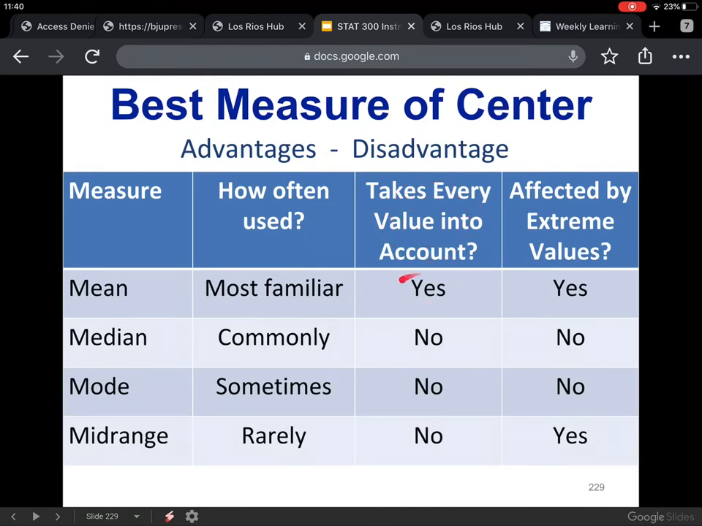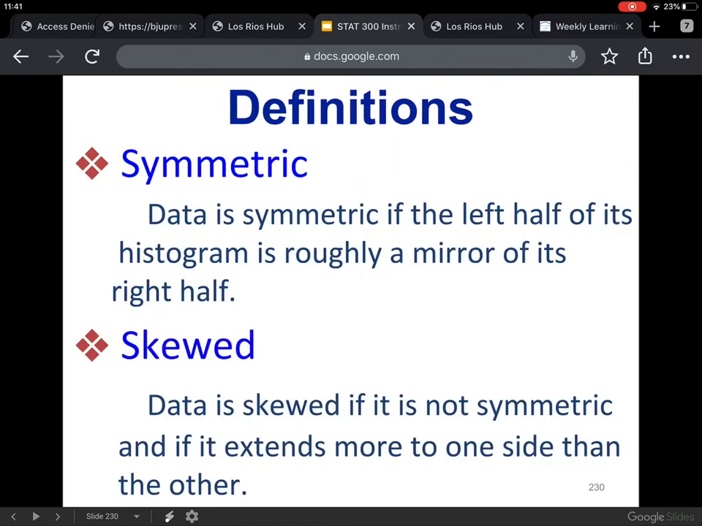Next question, does it take every value in the data set into account? The only one that does is the average, the mean. The other ones, the median does not take into account all of the other data points. It's just one value. The mode only takes into account one, and mid-range takes into account two values, the maximum and the minimum, but it doesn't take into account all of the values, right? Which ones are affected by extreme values? The mean is affected by extreme values. The median and the mode are not, because they're the middle and the most frequently occurring. And the mid-range is also affected by outliers because it's basically the average of the outliers or potential outliers.